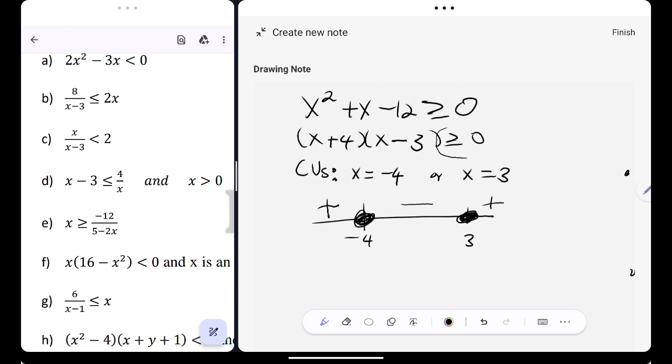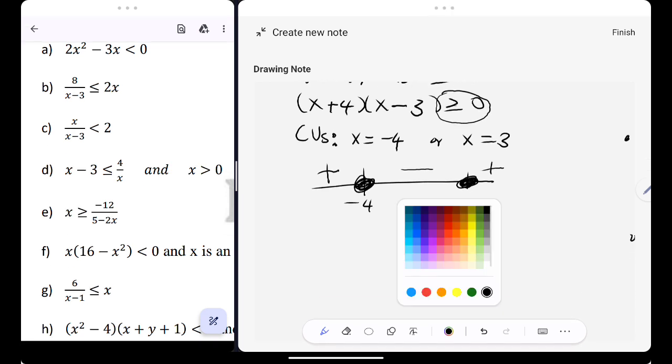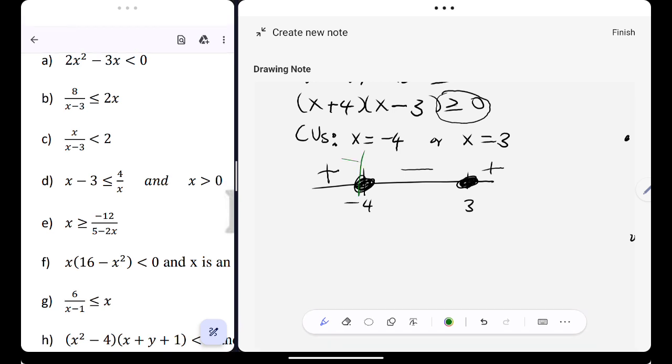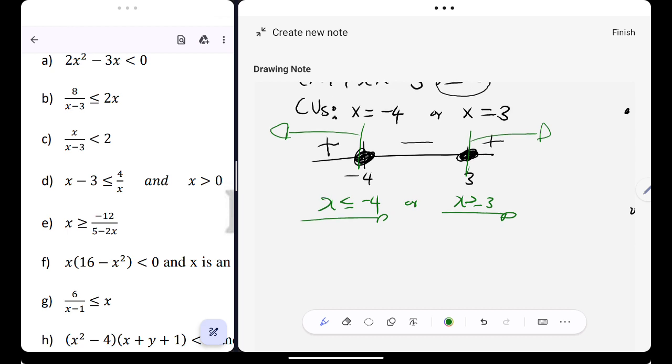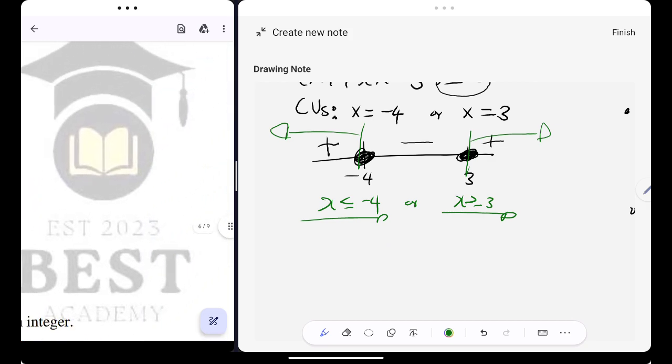On my question I was asked to find the values of x where this entire thing is greater than 0. Greater than 0 means positive, right? So positive is from -4 to the left and from 3 to the right. Are we together? So I can just simply say x is less than or equal to -4, or x is greater than or equal to 3. This is how we solve inequalities, guys. Let me do a few examples from my tutorial.